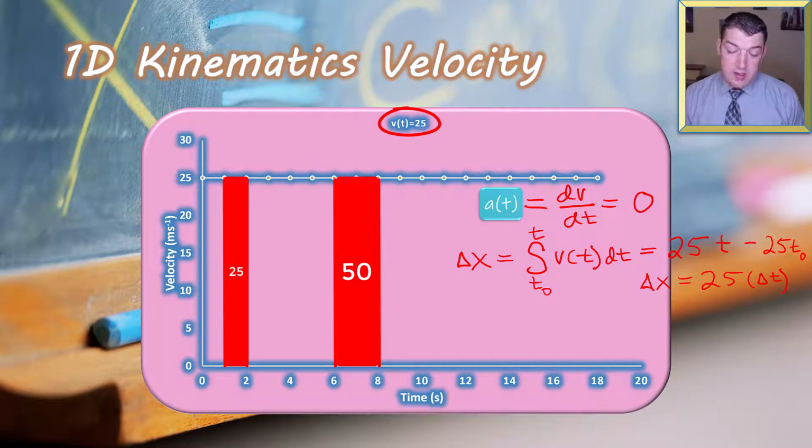What it doesn't tell us, again, is what our initial or final position is. We know how much we would change position, but in order to know the initial position or the final position, we need some other information about where the object was located.